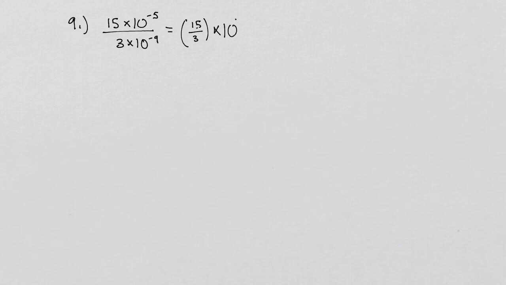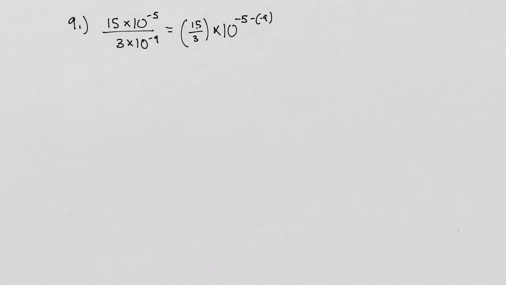Then on to question 9. Question 9 is 15 times 10 to the negative 5 over 3 times 10 to the negative 9. Now, in a very similar fashion, with division and numbers in scientific notation, you take these two numbers and divide them, and then you subtract the exponents on the tens. It's always going to be top minus bottom. So this is going to be 15 over 3 times 10 raised to the negative 5 minus negative 9.